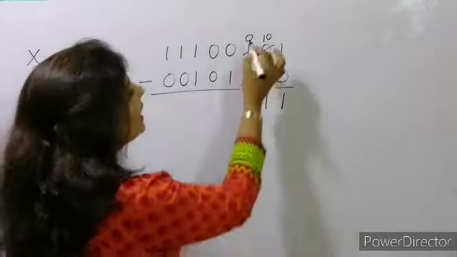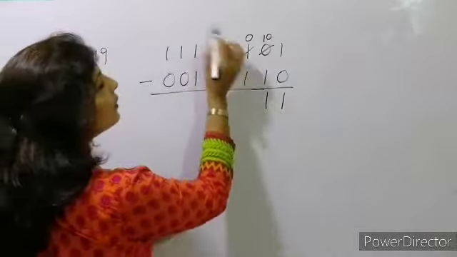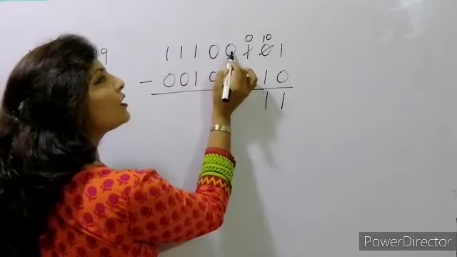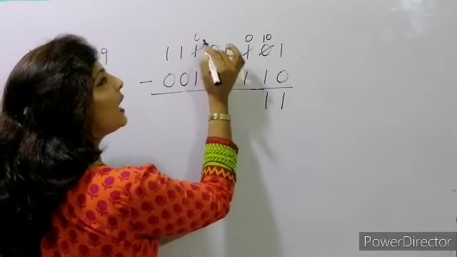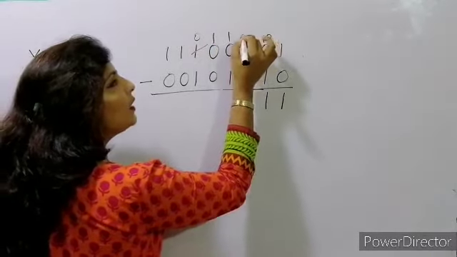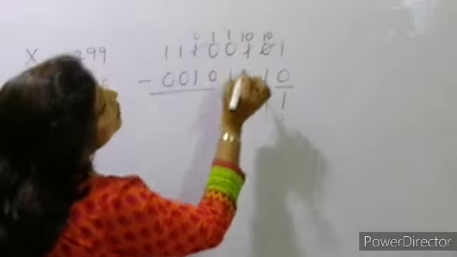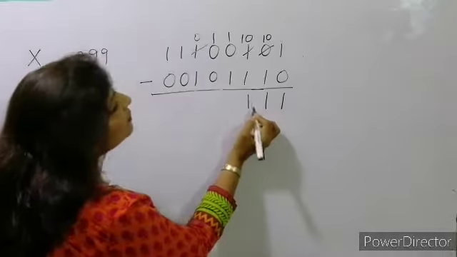Again 0 minus 1, can we do this? No. Again it needs to borrow. This digit is also 0, and this is also 0, so they will borrow from here. This will become 0, and the next ones will become 1, 1, and this will be 1 0. Now 1 0 minus 1 will again be 1.